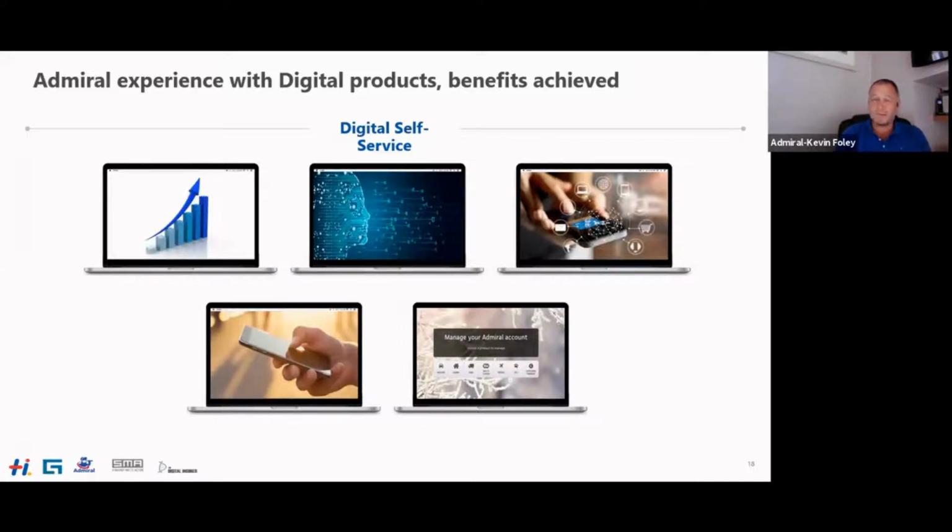So a little bit about Admiral, just to give you an indication of what we do. We started trading in 1993. We're based in Cardiff. We're a global player, if you like. We're in Spain, France, Italy, India, US, Canada, and Mexico. So we kind of get around a little bit.